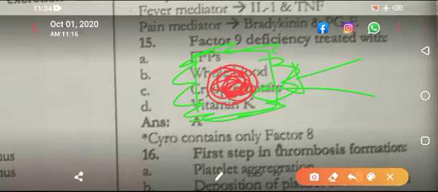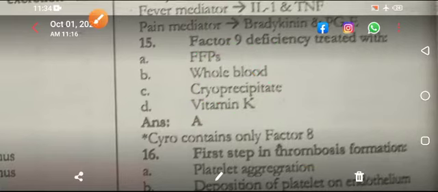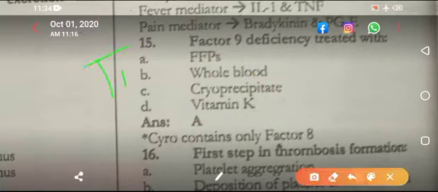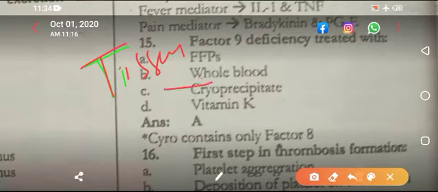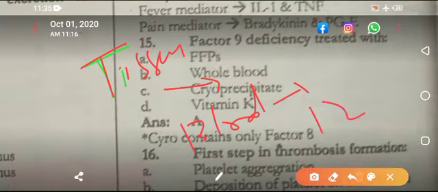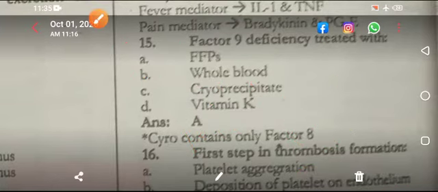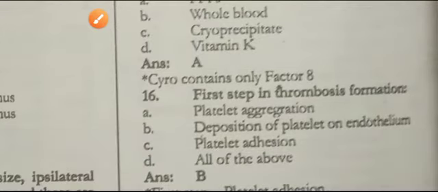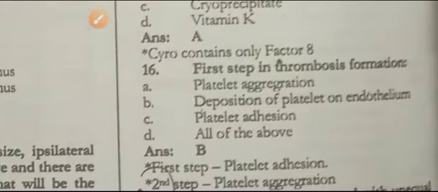So these are the MCQs that come again and again. If there is the word tissue trauma, what will you choose? In tissue trauma, you will choose factor 3, tissue thromboplastin. That is the main thing. Blood trauma means when the blood comes in contact with a non-endothelial surface such as collagen, then there is factor 12 activation. The first factor to be activated is factor 12. First step in thrombus formation is deposition of platelets on the endothelium.